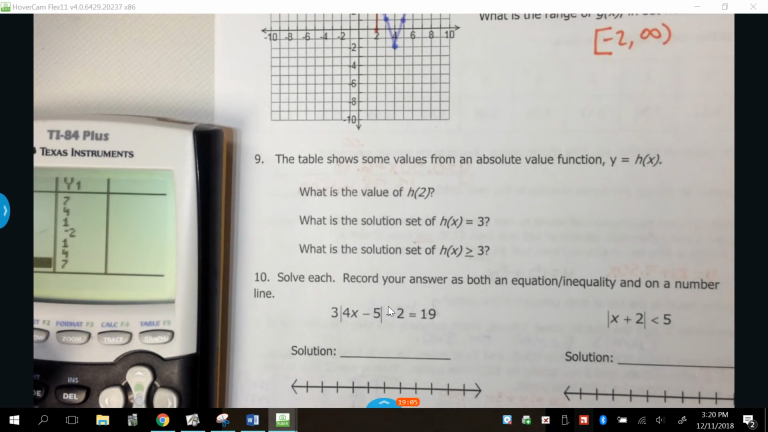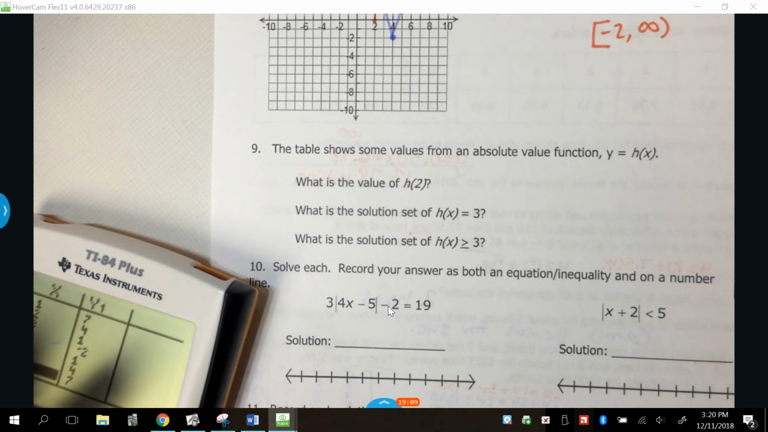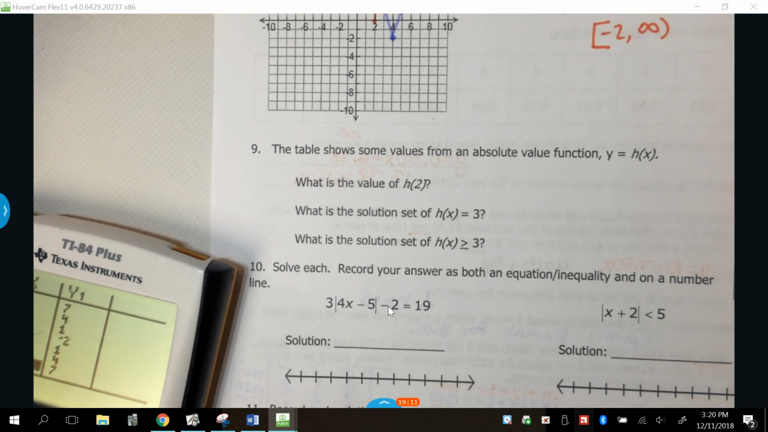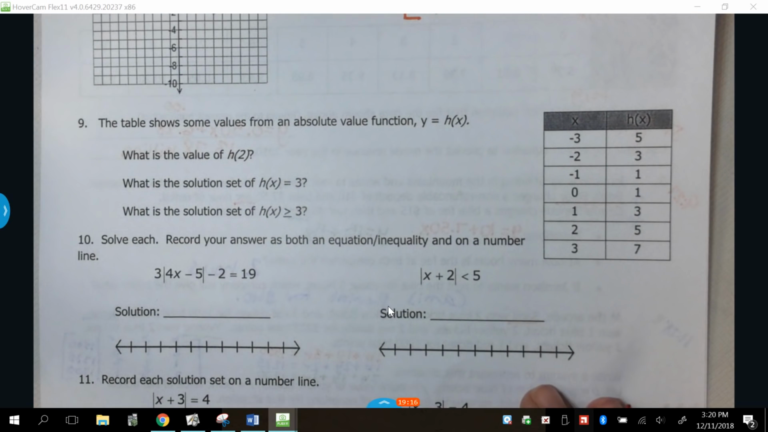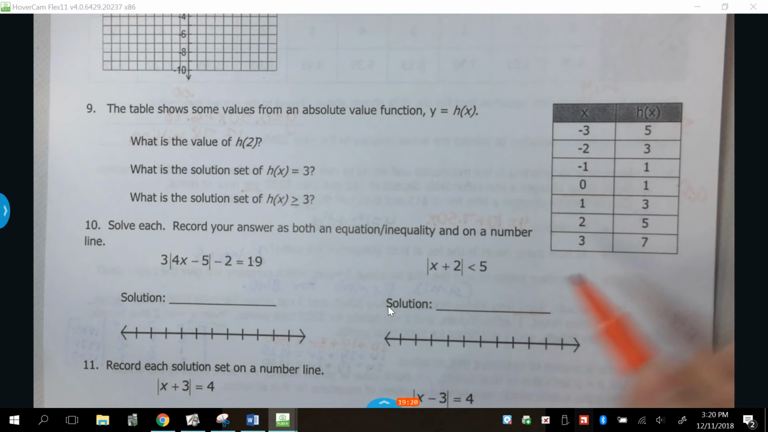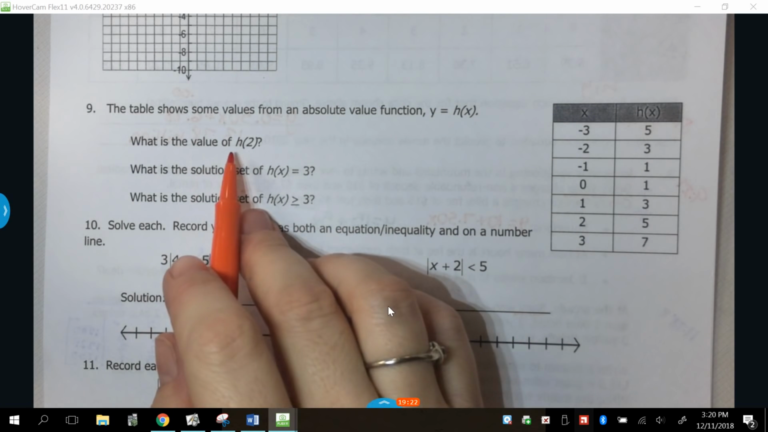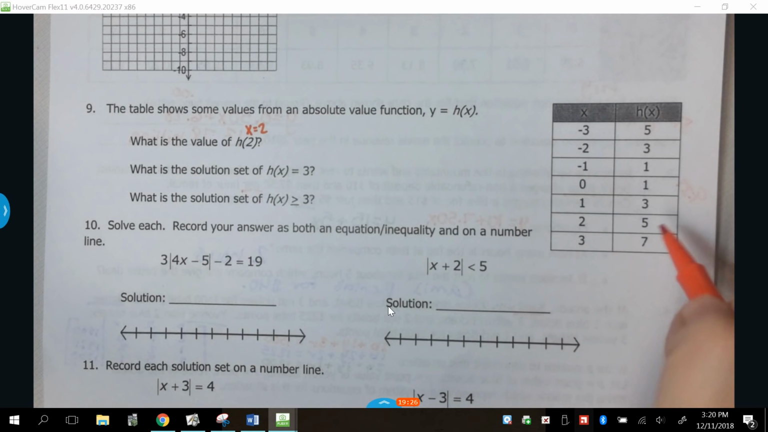Okay, number 9. The table shows some values from an absolute value function, y equals h of x. This is my h of x. It says, what is the value of h of 2? Remember, this is when x equals 2. So x is 2 here, it's 5.